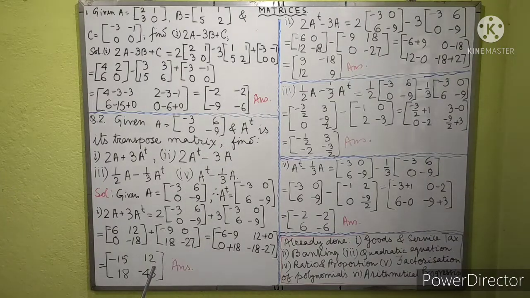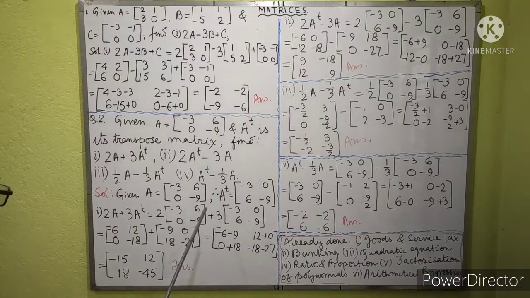This is the answer. Next, question number 2, given A equal to [-3 6; 0 -9], and AT means the transpose matrix of A. In a transpose matrix you change the rows into columns and the columns into rows. We have to find 2A plus 3AT, 2AT minus 3A, half A minus 1/3 AT, and number 4 is AT minus 1/3 A.